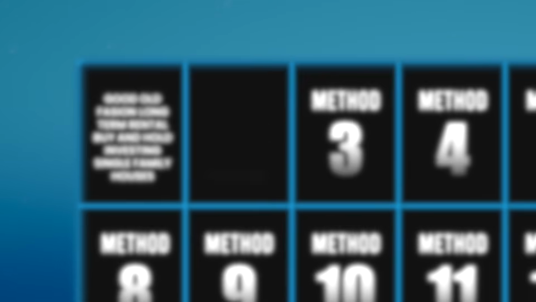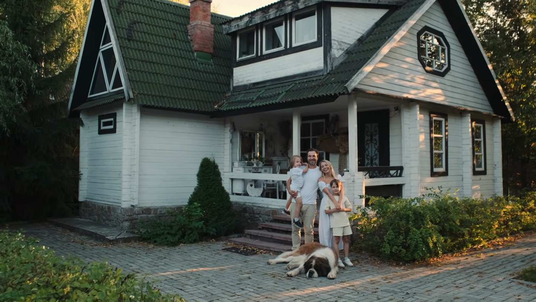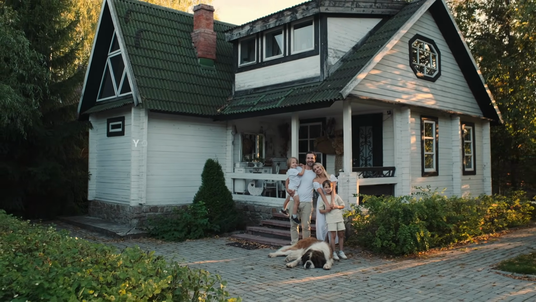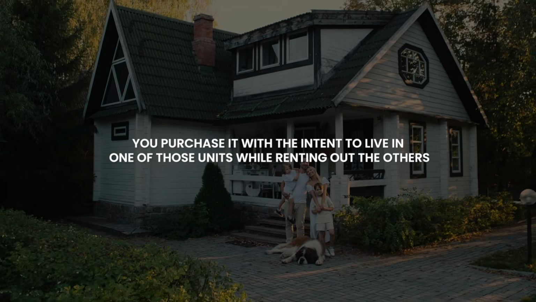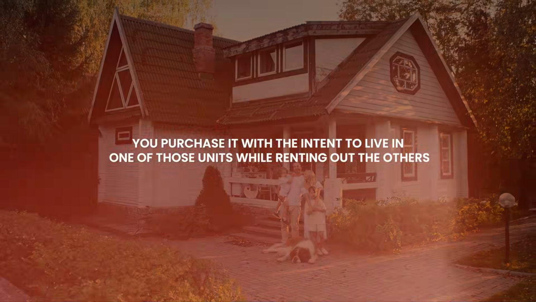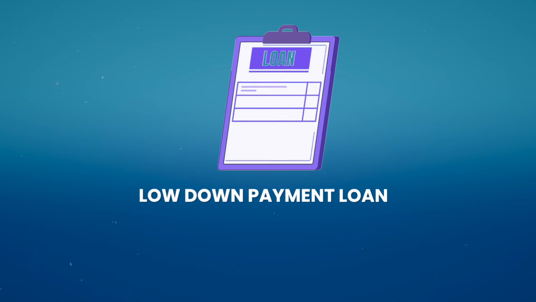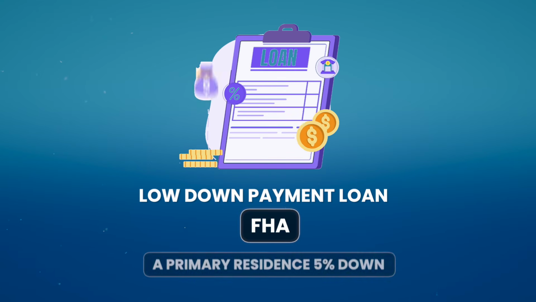Next on the list is house hacking. House hacking is similar to regular long-term real estate investing, but it is a unique creative strategy. This is when you buy a multi-family house, so either a 2 to 4 unit house, and you purchase it with the intent to live in one of those units while renting out the others. Now, the reason why this is such a popular strategy is because you're living in the unit, you can then finance the purchase of the house by using a very low down payment loan, like an FHA or a primary residence 5% down, which is really great. This lowers your upfront investment and allows you to purchase a property that has multiple cash flowing units in it.